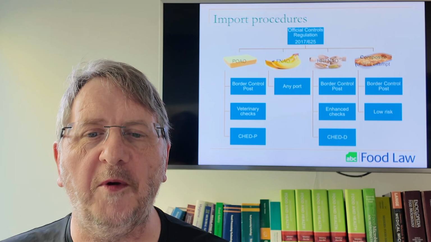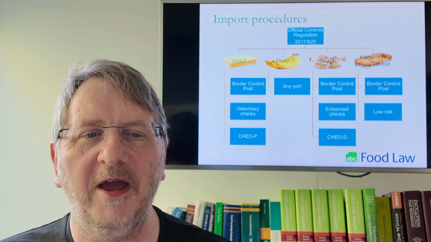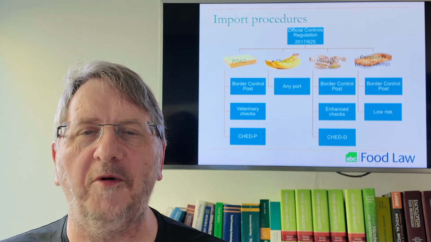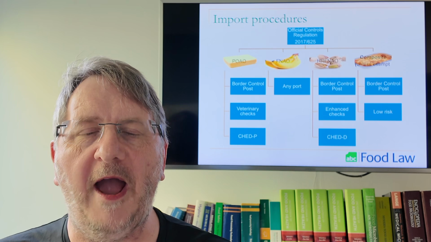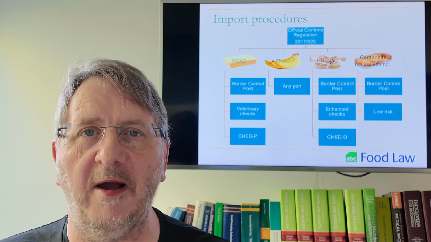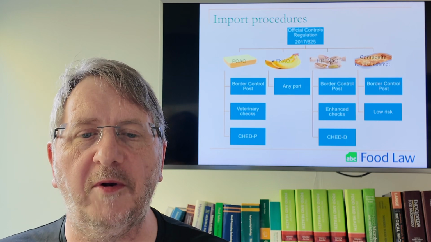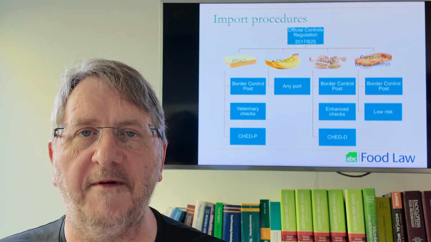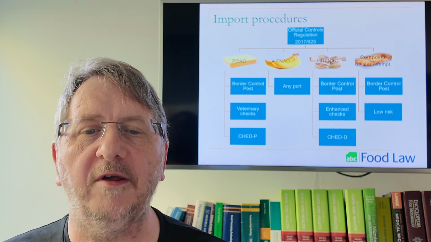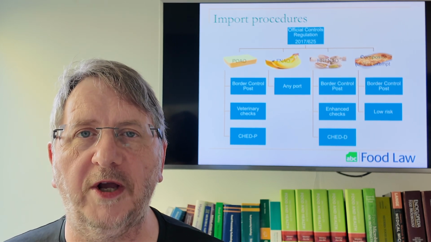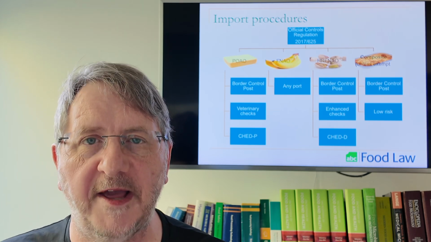Okay, so just as an overview, we've got those four types of food depicted by the little pictures behind me, if you can see them. Products of animal origin, food not of animal origin, high risk food not of animal origin, and composites. We have an official control regulation which sets out how these should be imported into Great Britain. So a product of animal origin and a high-risk food not of animal origin should only be imported through designated points of entry. These are called border control posts. The same applies to composite foods unless they're exempt.